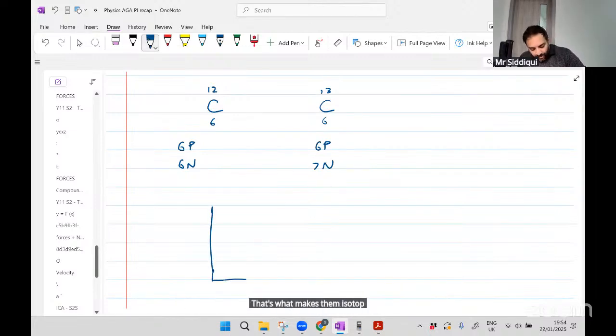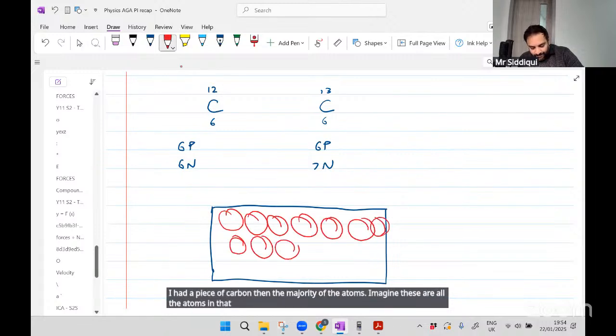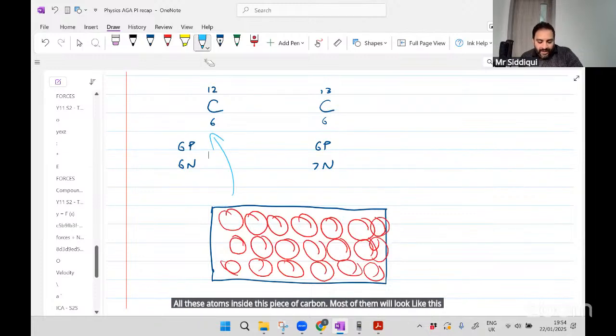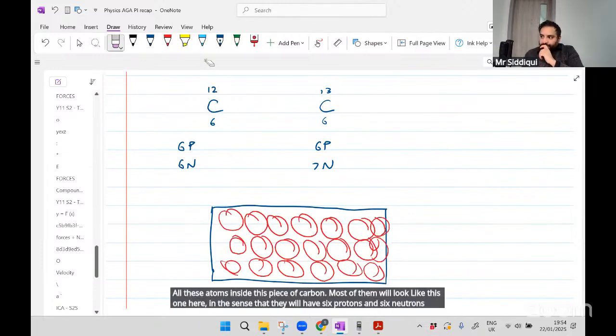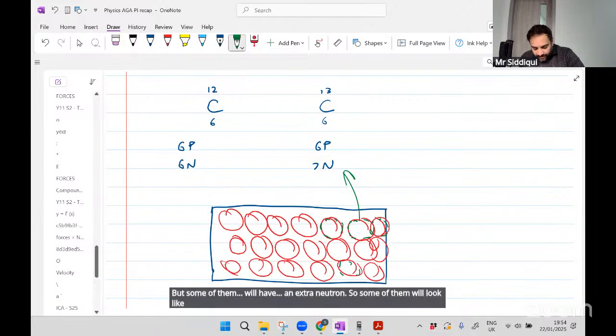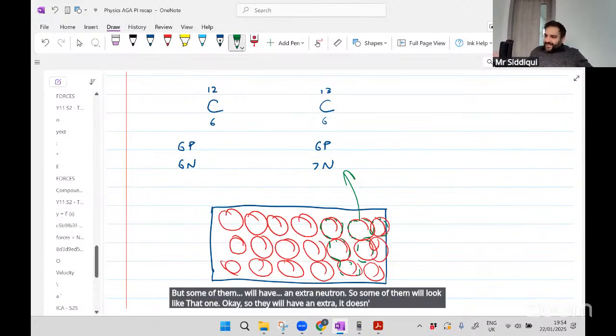Now, let me add some more context. If I had a piece of carbon, imagine these are all the atoms in that thing. Remember, there are billions and billions of these, all these atoms inside this piece of carbon. Most of them will look like this one here, with 6 protons and 6 neutrons. But some of them will have an extra neutron, so some will look like that one. It doesn't necessarily change anything about the material. It's still carbon. It just has some isotopes in it.